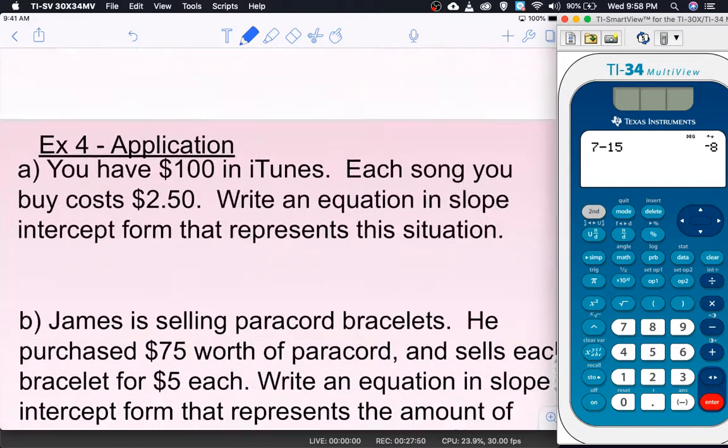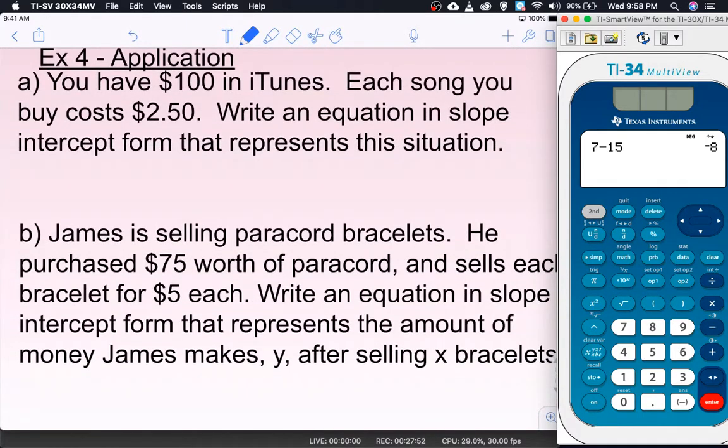All right. So the last thing we have here is a few word problems. And our goal in these word problems is just to write the equation of the line, to write the equation that models the situation. Now, each of these is going to be a linear equation in slope-intercept form. So we're going to have that same kind of y equals mx+b look.